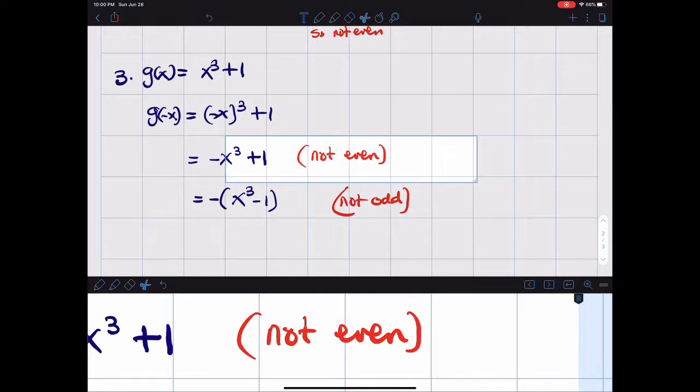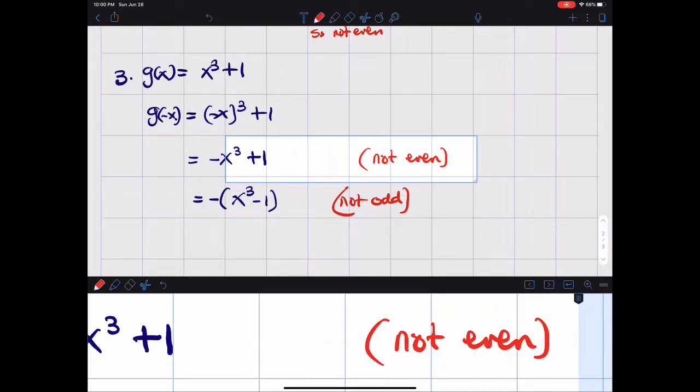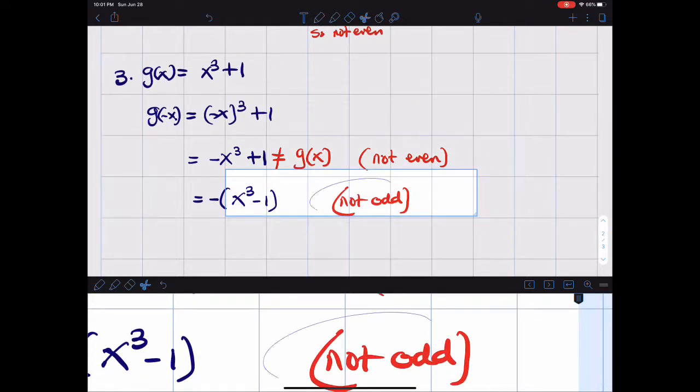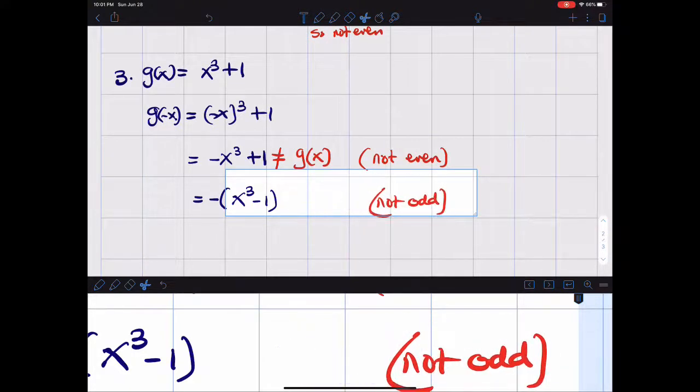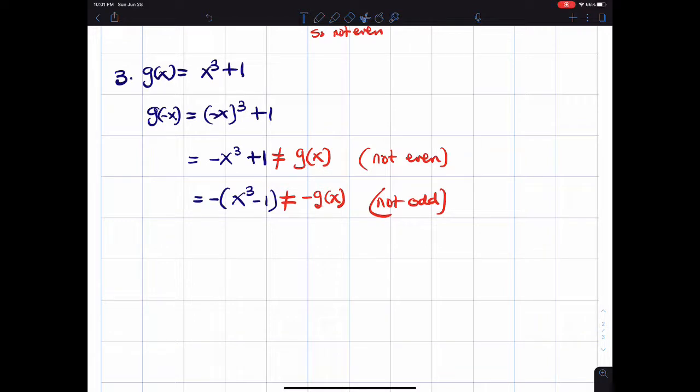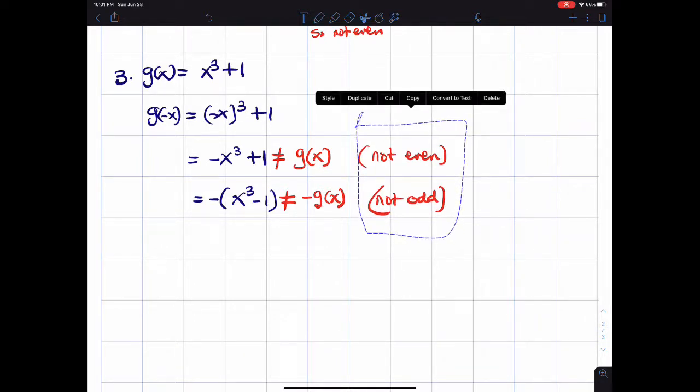So let's go back and investigate a little bit more. Why is this not even? Because this is not equal to g of x. It's not equal to g of x, so it's not even. And this is definitely not odd because it's not equal to negative g of x, so it's not odd. All right, maybe I should make this blue. Okay, so now that we know what an odd and even function is, let us try to do a few things involving integrals.